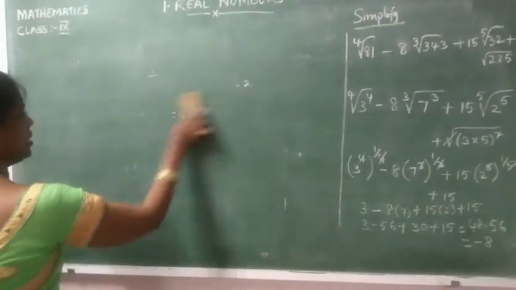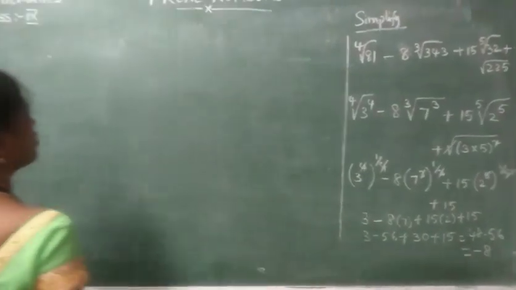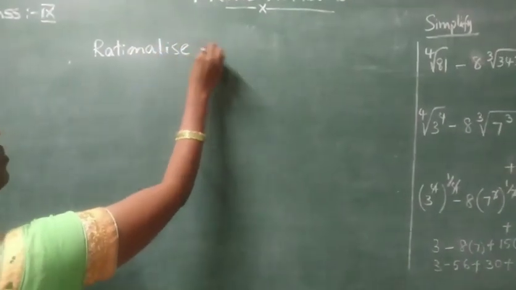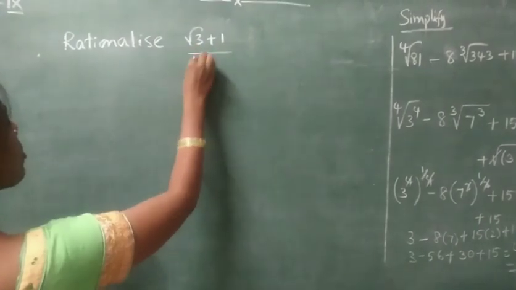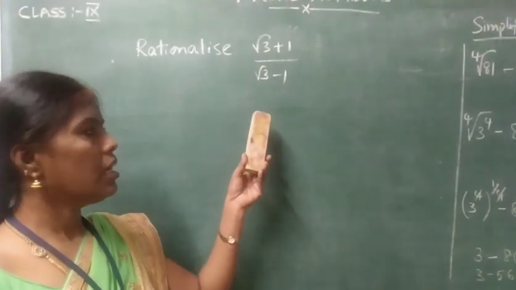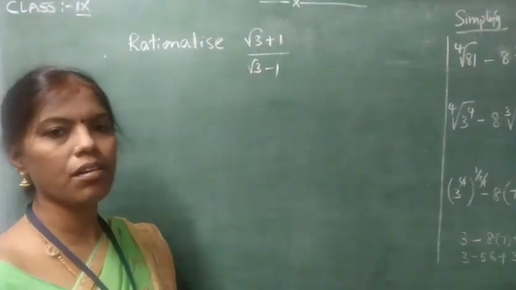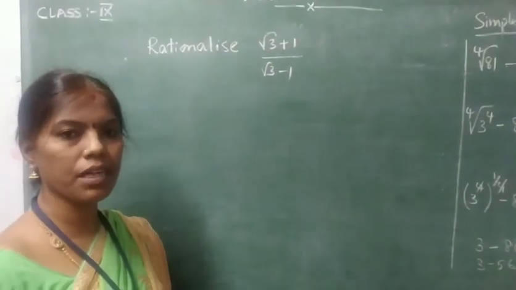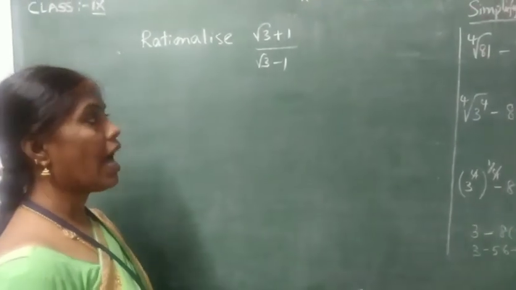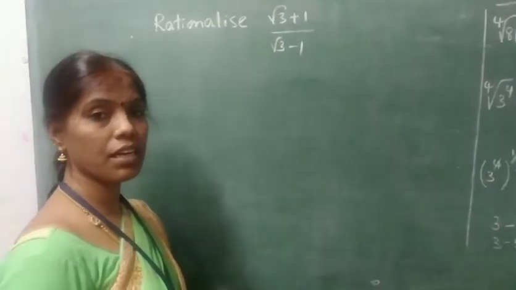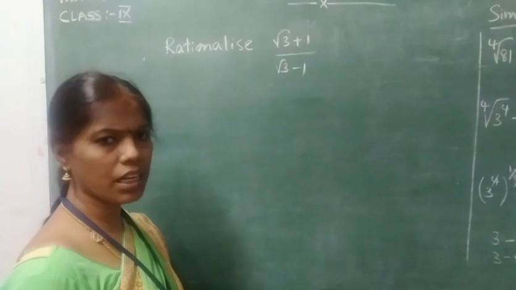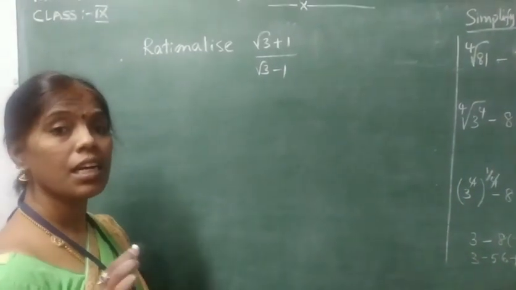Rationalize root 3 plus 1 by root 3 minus 1. How to rationalize this? In the previous class we had rationalized the denominator only. Now we have both the numerator and denominator. Then how to rationalize? Very easily we can rationalize it. As I told you earlier, if they specifically ask to rationalize the numerator, then only we have to rationalize the numerator. If they have not said anything, we just rationalize the denominator.